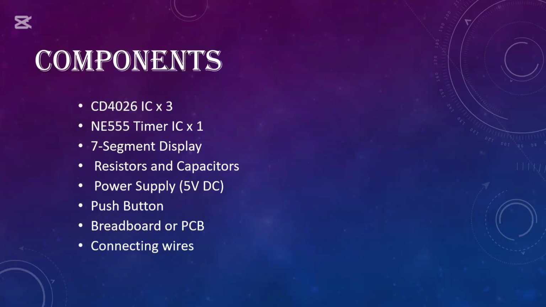Now I will talk about our project's required components. Number 1 component: CD4026 decade counter IC. Number 2 component: any 555 timer IC. This is the most important component of our project. Third, resistors and capacitors. Next, power supply uses 5 volt DC, push button, breadboard or PCB, and connecting wires.